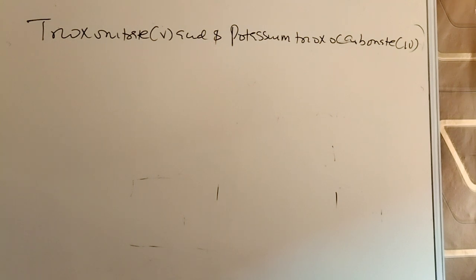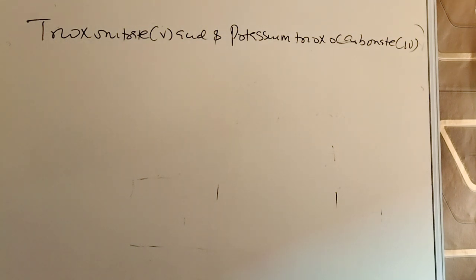So look at this other example of an ionic reaction. Trioxonitrate (V) acid and potassium trioxocarbonate (IV). An acid and a salt. Trioxonitrate (V) acid and potassium trioxocarbonate (IV). The first thing we have to do is to get their right chemical formulas. So these are the reactants.